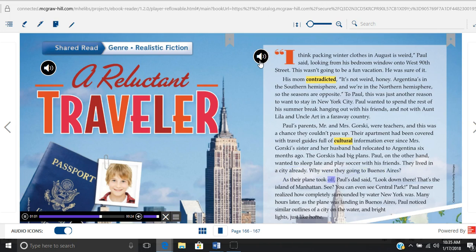As their plane took off, Paul's dad said, "Look down there. That's the island of Manhattan, see? You can even see Central Park." Paul never realized how completely surrounded by water New York was. Many hours later, as the plane was landing in Buenos Aires, Paul noticed similar outlines of a city on the water and bright lights, just like home. New York City, Buenos Aires.